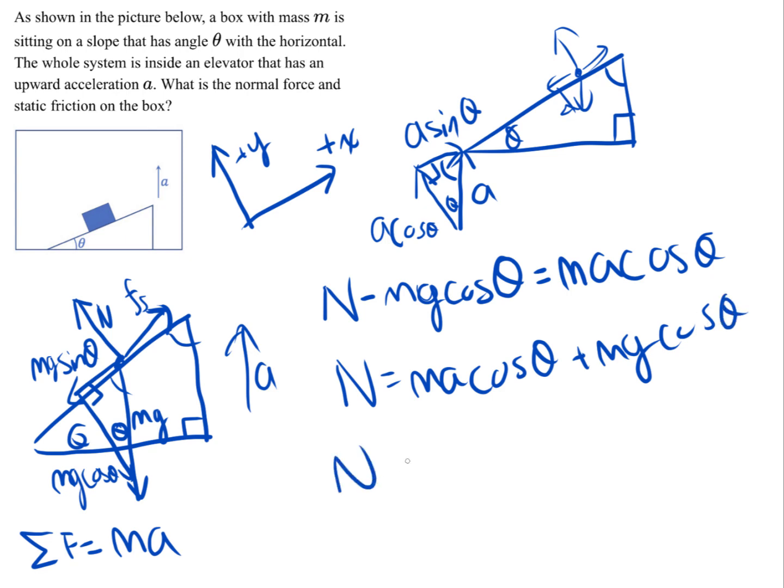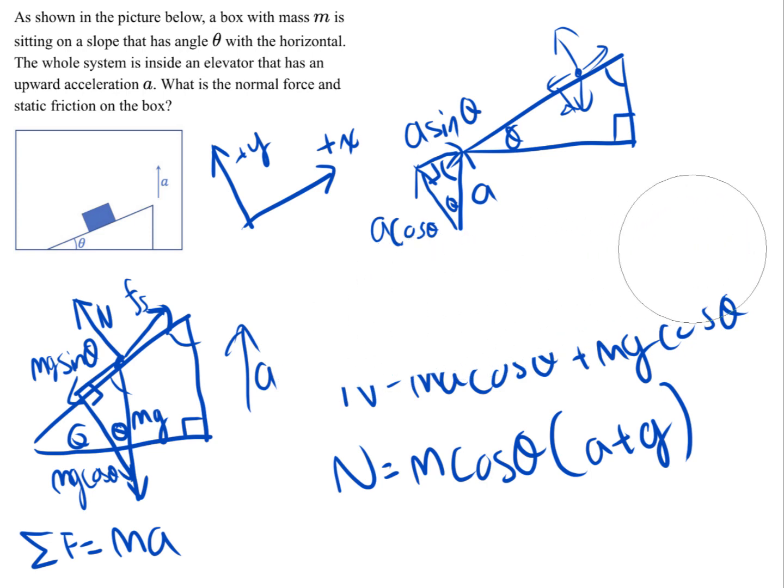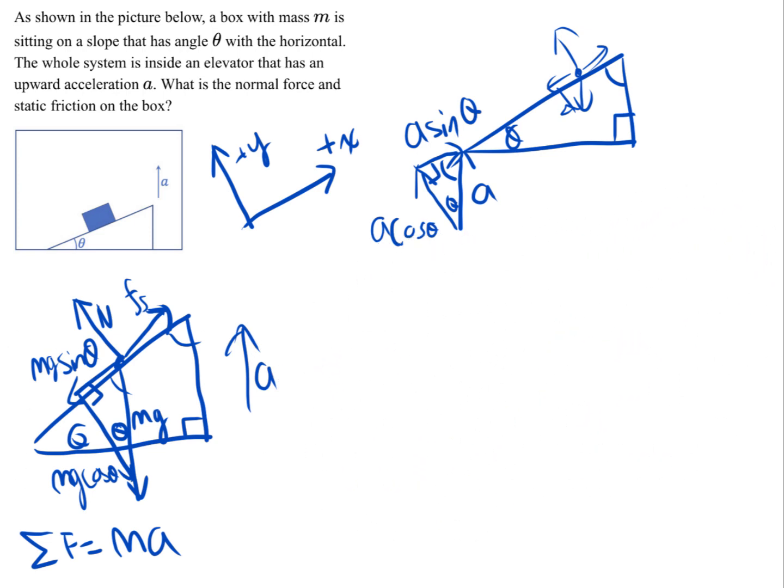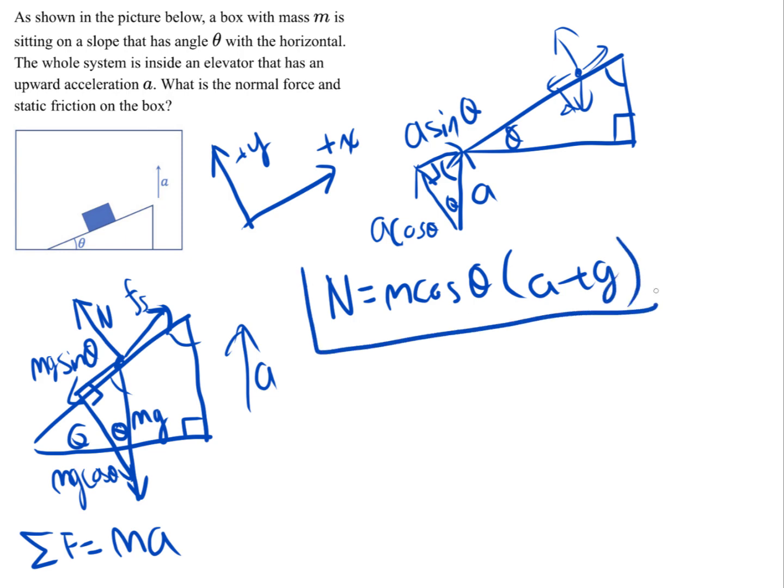We can factor m and cosine theta out to get that the normal force is equal to the mass times the cosine of the angle theta times the acceleration plus g, where g is the gravitational acceleration. And that is our expression for the normal force. So I'm going to rewrite that: the normal force is equal to m cosine theta times (a plus g). And that's the first part of our problem.